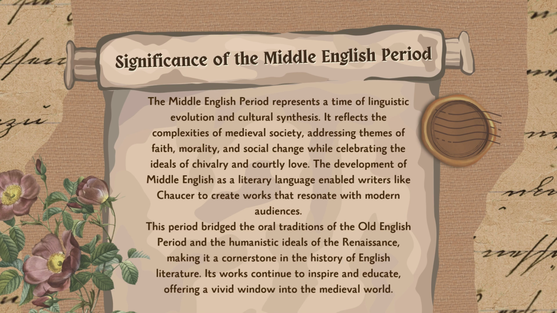This period bridged the oral traditions of the Old English period and the humanistic ideals of the Renaissance, making it a cornerstone in the history of English literature. Its works continue to inspire and educate, offering a vivid window into the medieval world.